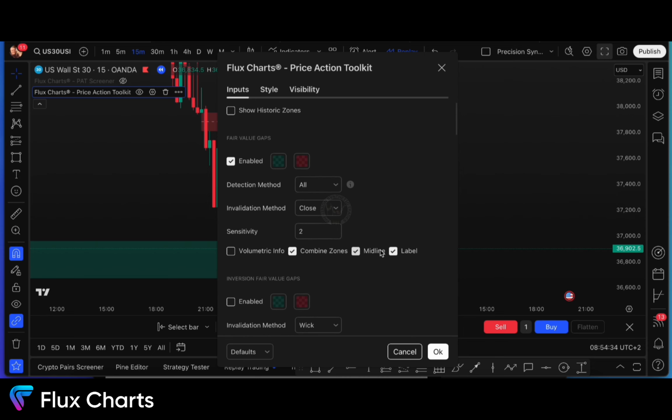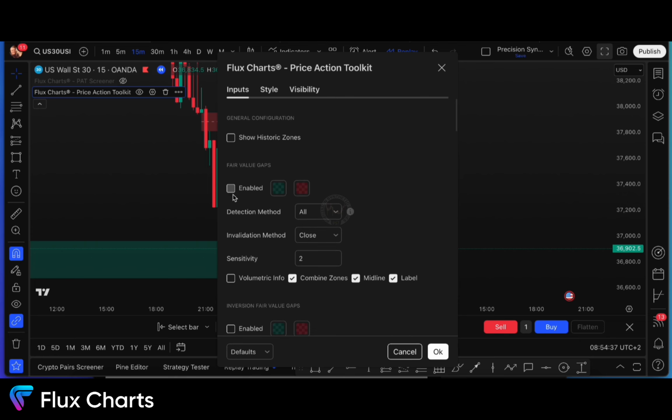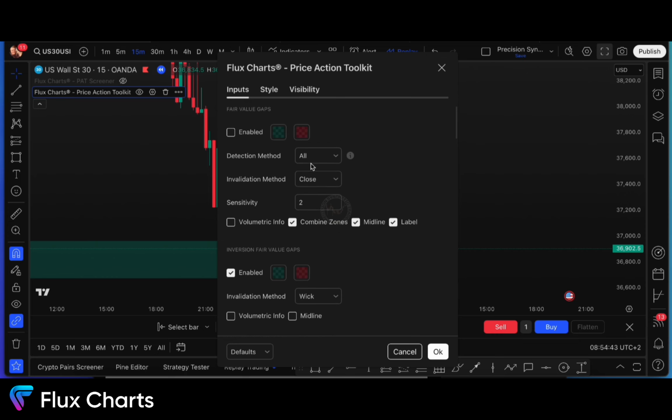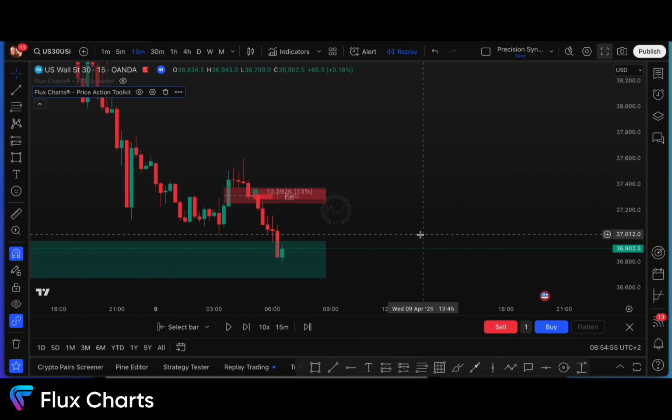For this video, I'm going to enable the inverse fair value gaps so that we can see how it works. You can play around with the settings right over here. The higher it is, the more inverse fair value gaps it shows. The lower it is, the less it shows. So let's have a look here quickly.